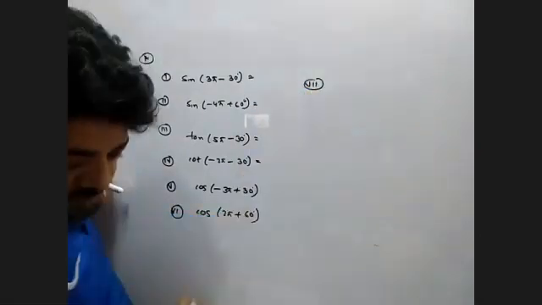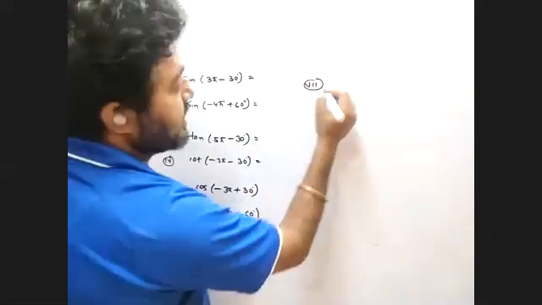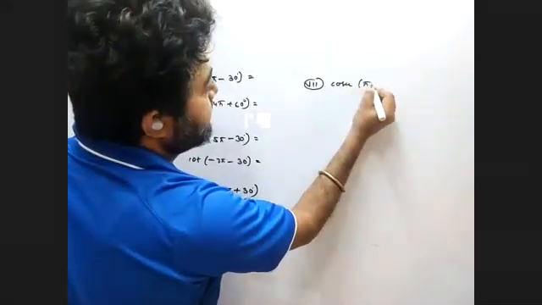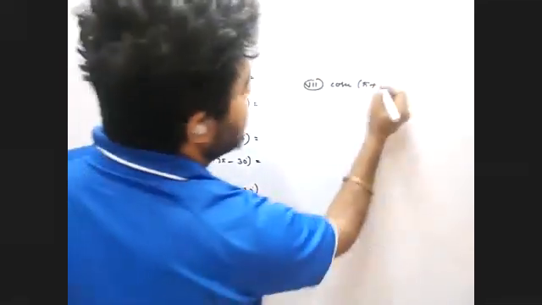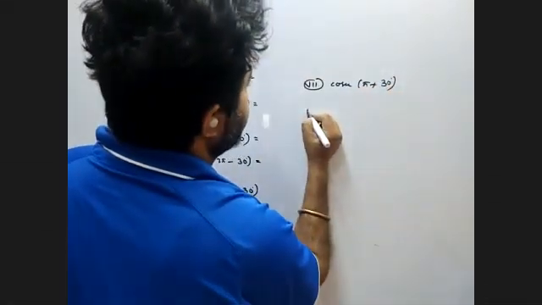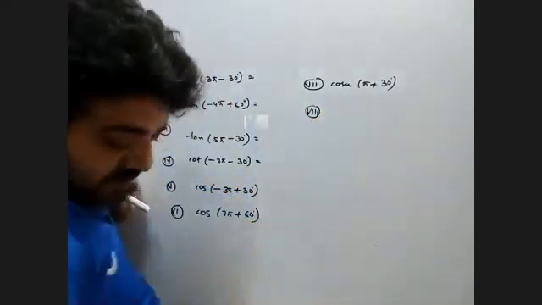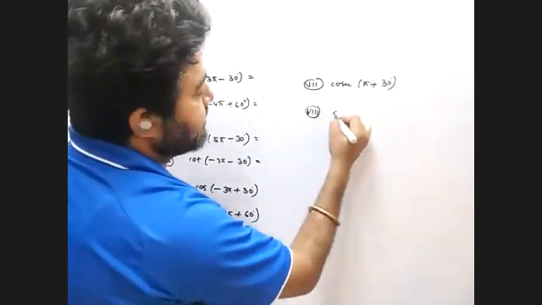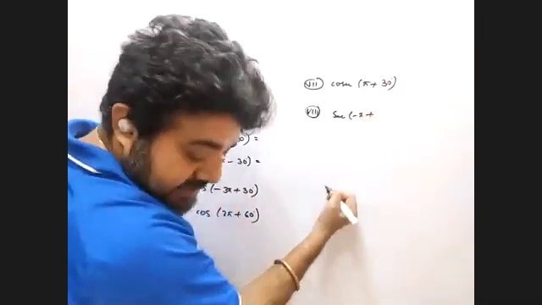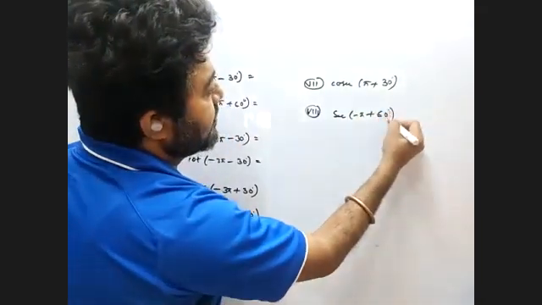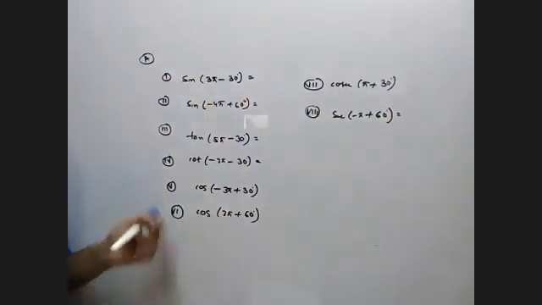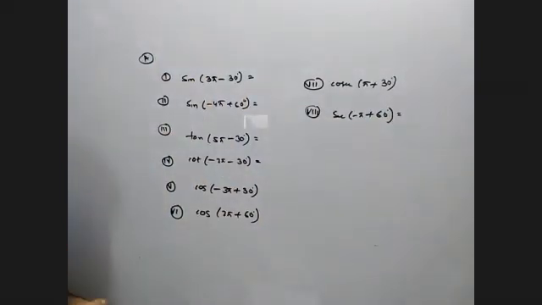7 cosec pi plus 30 degree and 8 sec minus pi plus 60 degree. Okay, tell me the value and the quadrant. The quadrant is compulsory. You must write the quadrant.